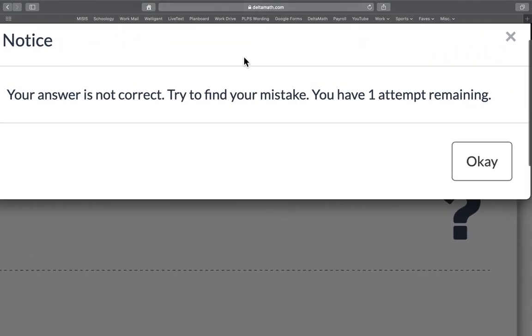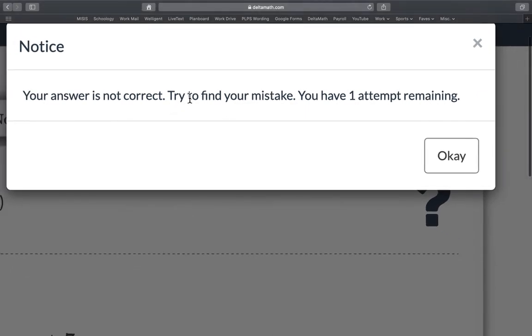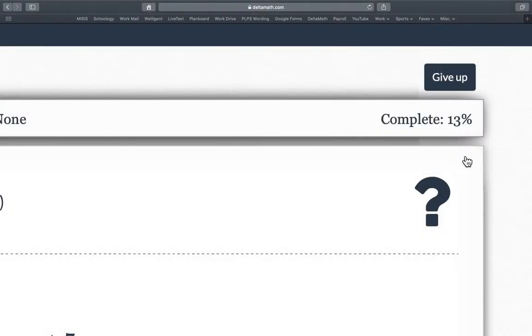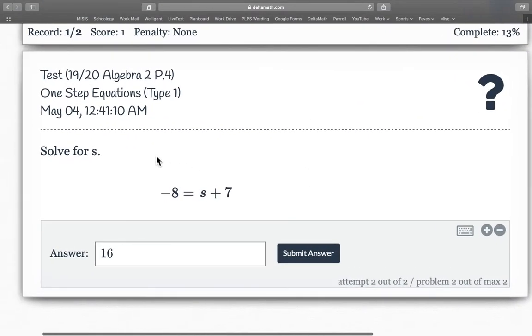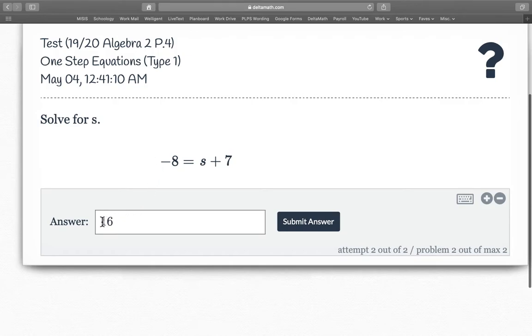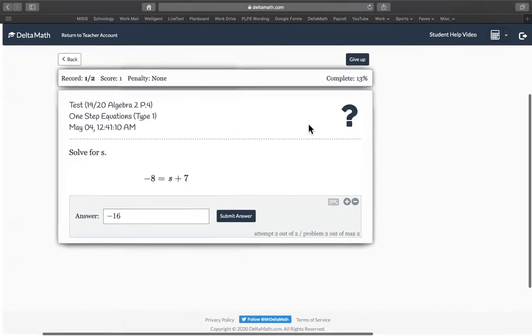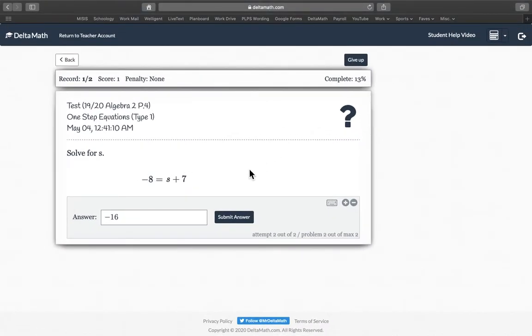It's telling you, wait a minute, your answer is not correct. Try to find your mistake. Now, you have one attempt left. That means that you have one more chance to get the answer right. So I go back over here, I do the math again, and I say, remember, the true answer is -15. Now let's say you got -16, and you say, I got it this time. Now we know this answer is wrong, but let me show you what you're going to see.